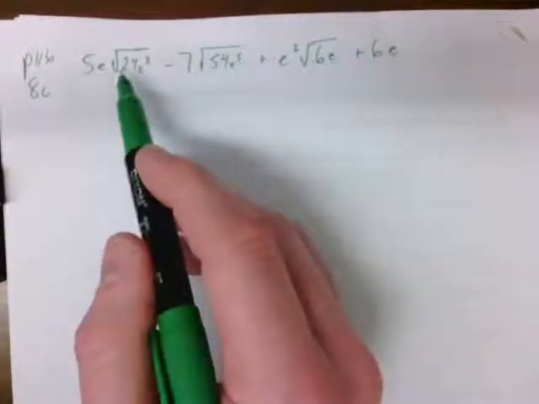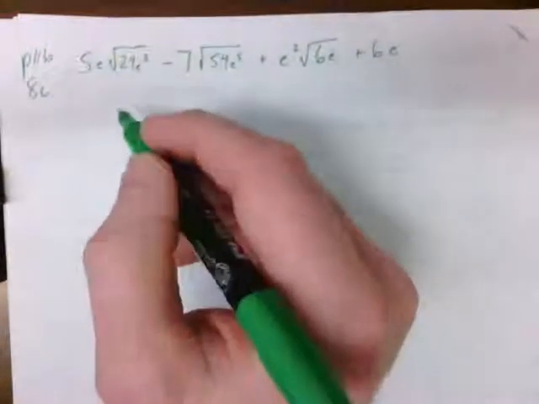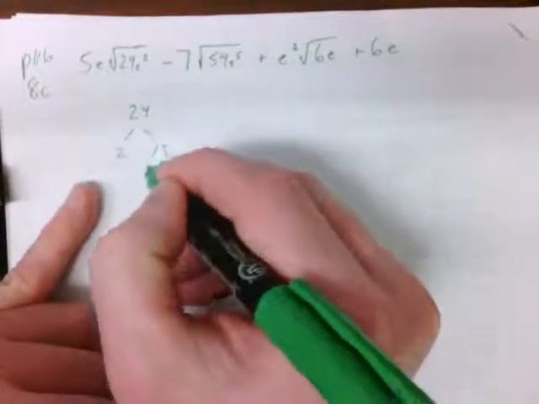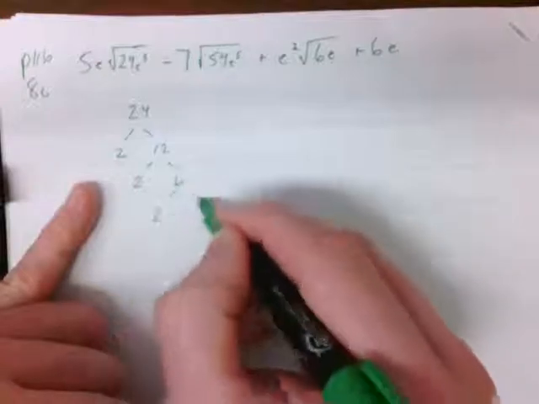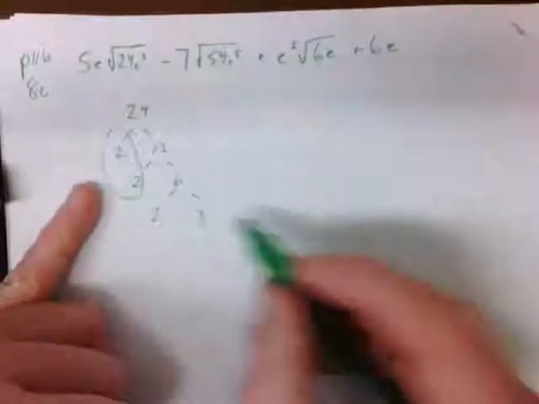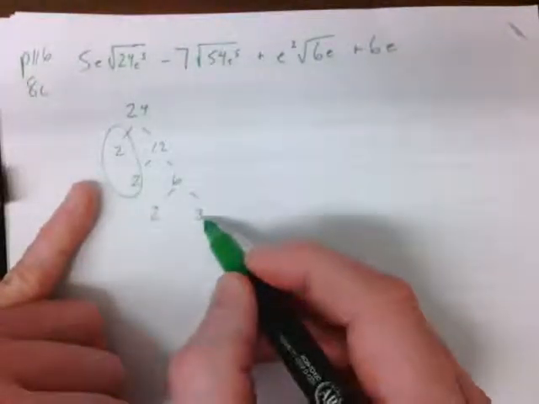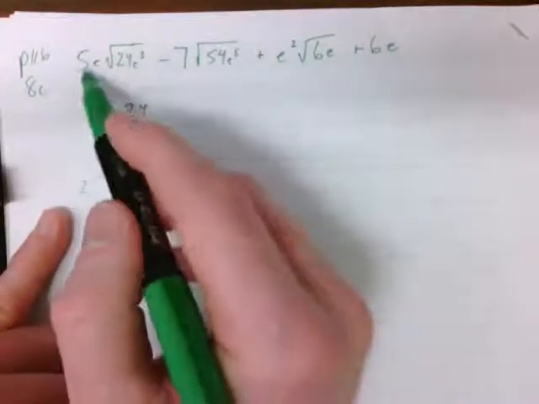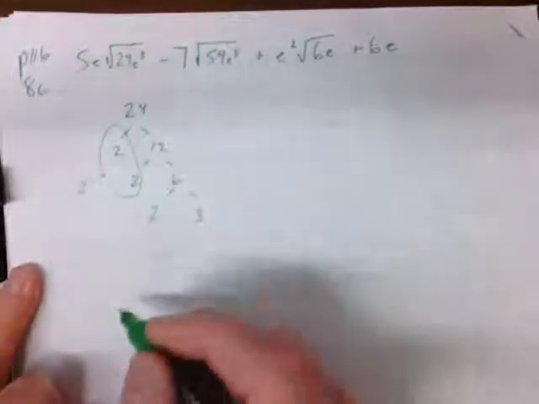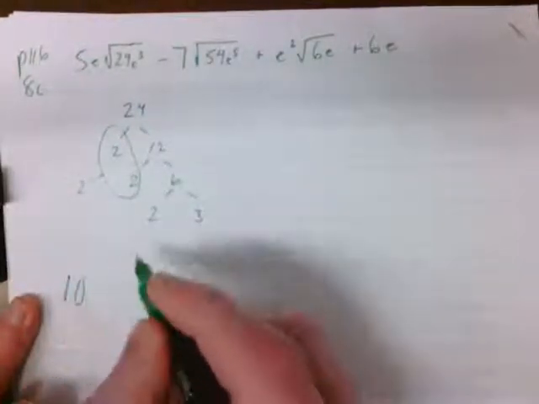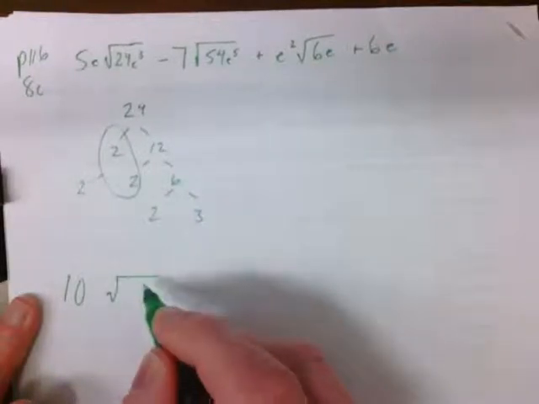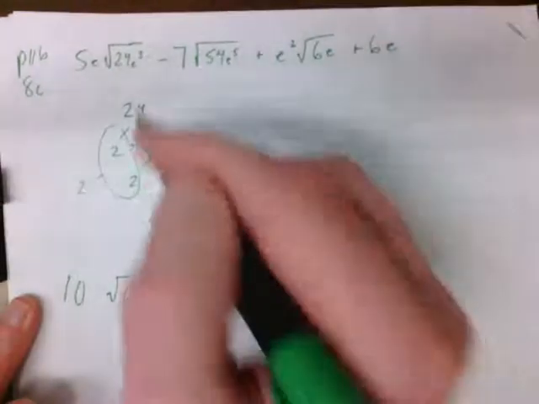These two will. I'm going to deal with the 24 first and then talk about that e. So 24, 2 times 12, 2 times 6, 2 times 3. We've just got one pair. So the 6, which is 2 times 3, is going to stay inside. A 2 is going to come out. So the 2 is going to come out and multiply that 5. So that's going to be 10. And then we'll talk about the e's in a second. The root 6 is going to stay inside.